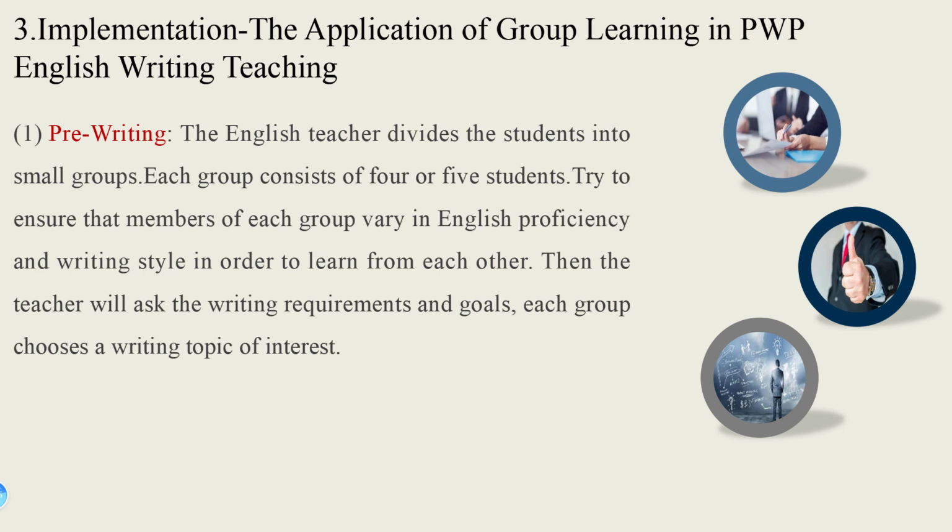The first one is pre-writing. The English teacher divides the students into small groups. Each group consists of 4 or 5 students. Try to ensure that members of each group vary in English proficiency and writing style in order to learn from each other. Then the teacher explains the writing requirements and goals. Each group chooses a writing topic of interest.